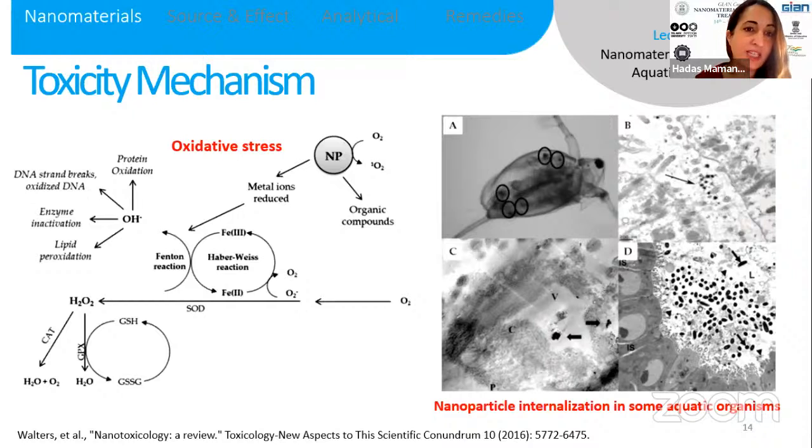Now, when we look at the toxicity mechanism, there are different types of mechanisms that we need to look at. One of them is oxidative stress. Another one is ecotoxicity. The third mechanism is genotoxicity, okay? So looking at these three mechanisms: oxidative stress, ecotoxicity, and genotoxicity. Just to make it very short, oxidative stress is a type of imbalance. It's actually an imbalance between the production of ROS. ROS are the reactive oxygen species.